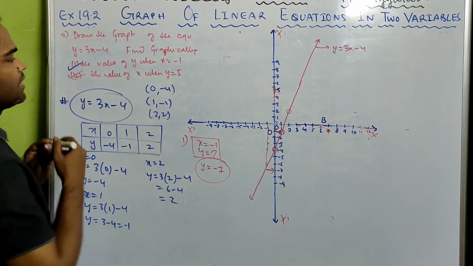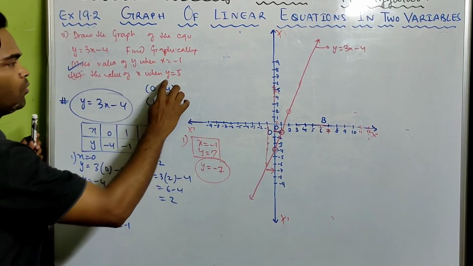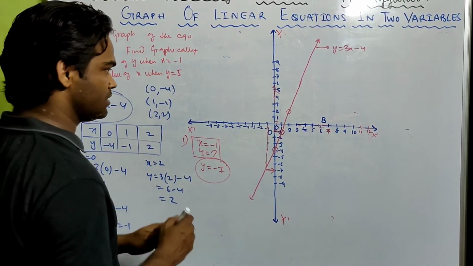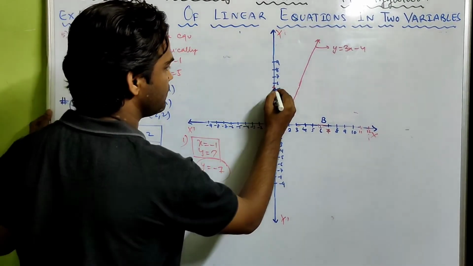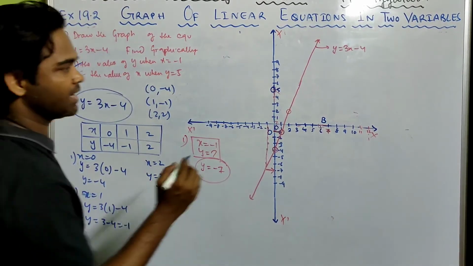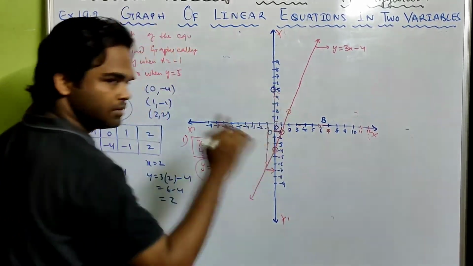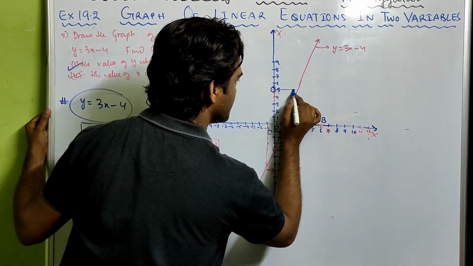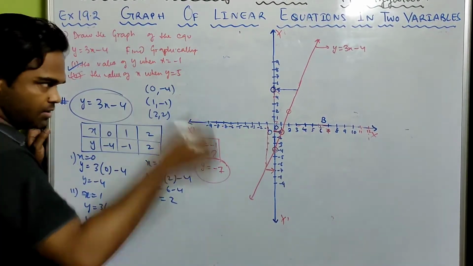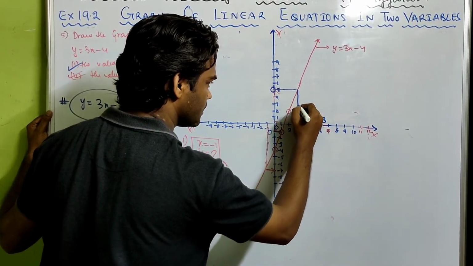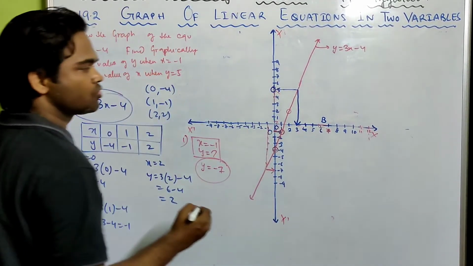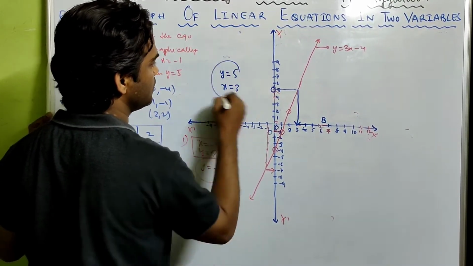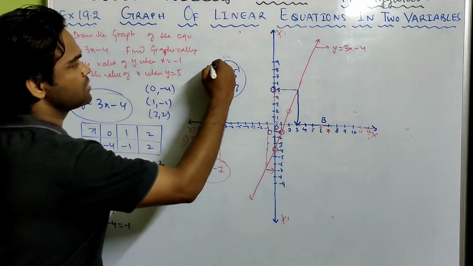Done, the first part. Now, the value of x when y is 5. The value of y is given, which is 5, and we need the value of x. So from here, we'll draw a line parallel to the x-axis. It meets the line over here, then we draw a perpendicular. It's coming at 3. So when y was 5, your x is 3 according to the graph. Done. This is your second part.